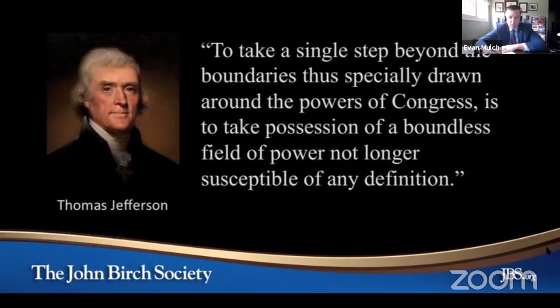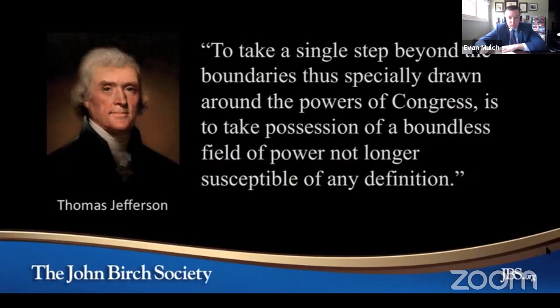Now again, I want to go back to a quote that we used in previous lecture number 2. Thomas Jefferson gives us a guideline of how strictly we must adhere to the Constitution. He says, "To take a single step beyond the boundaries thus specially drawn around the powers of Congress is to take possession of a boundless field of power, no longer susceptible of any definition."